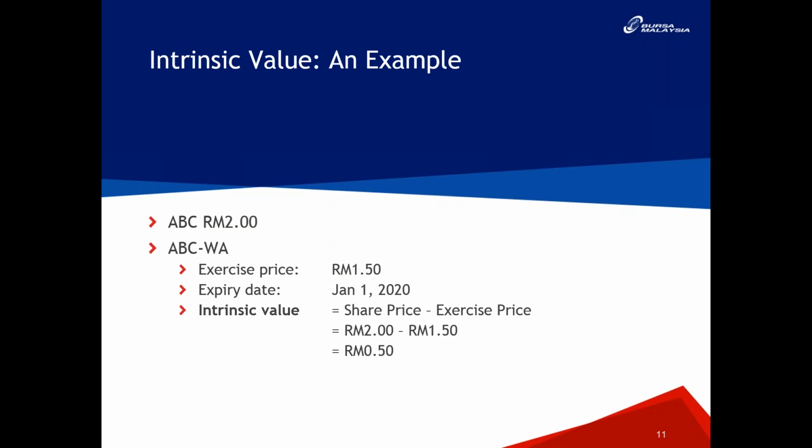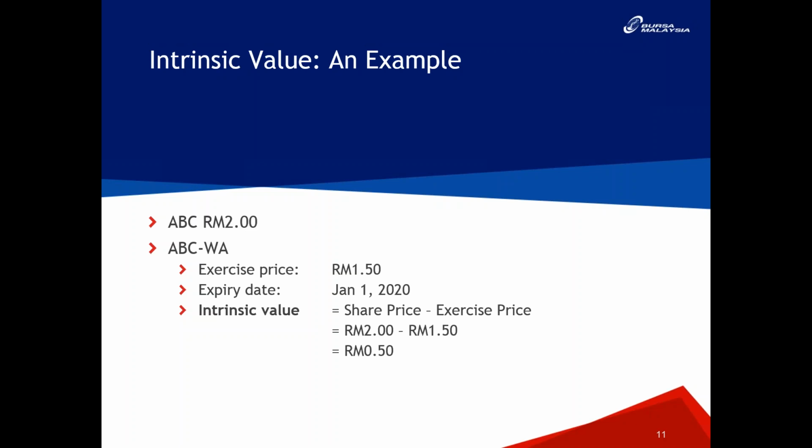Now let's take one example. ABC stock is trading at 2 ringgit. ABC has 1 warrant, warrant A, and the exercise price is 1 ringgit 50 cents. The expiry date is January 1st, 2020. So in terms of time to maturity, it is well over 1 year, so it's something that we can put aside for now.